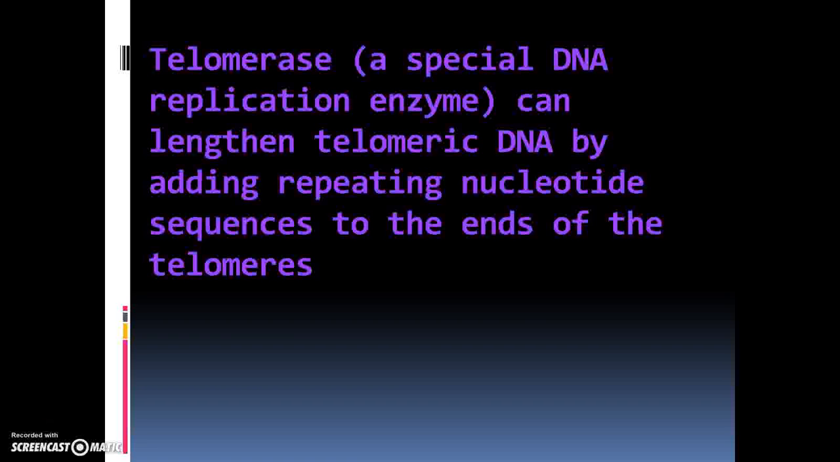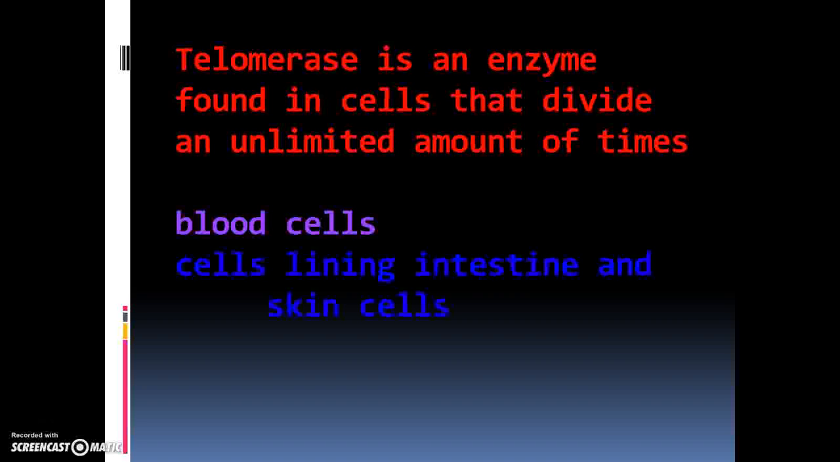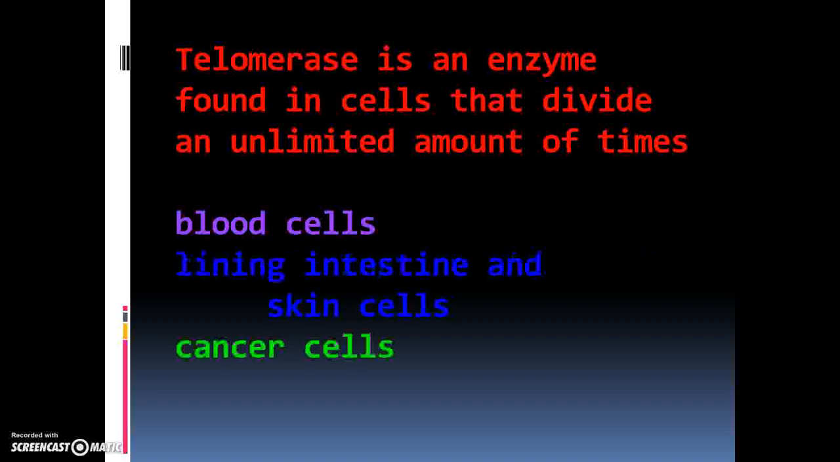So telomerase, unfortunately, is only in some of our cells, not all of our cells. So we don't get this extra form of protection in every cell. But it is found in cells that need to be able to divide an unlimited number of times. So, for instance, blood cells have that enzyme telomerase, so they just add on more repeated subunits to the telomeres. The cells lining the intestine and skin cells do too. And then cancer cells also have that enzyme telomerase.